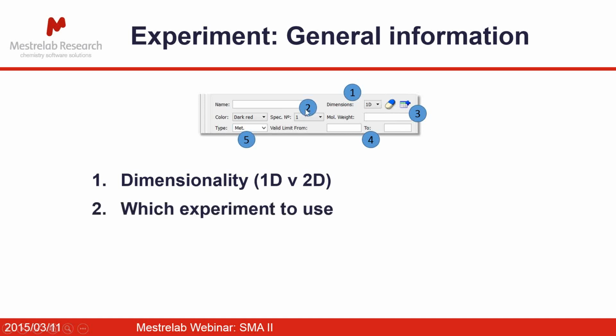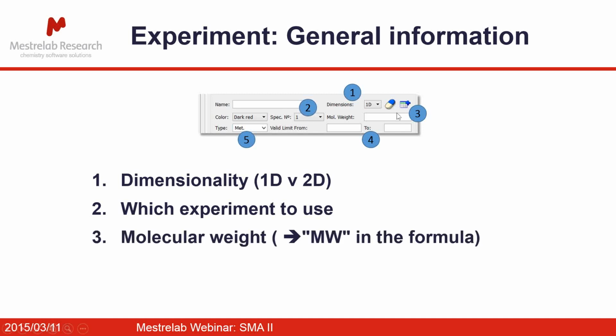The second of these is to say which of the experiments to use. If you recall, SMA has the capability of using data from multiple experiments. So if you have 4 experiments in your particular document, 4 pages, you can specifically go to data from any of those. So I'm specifying that I'm using data from page 1 here. Molecular weight can be added here, and that can then be referenced from the formula editor, and it's called MW.